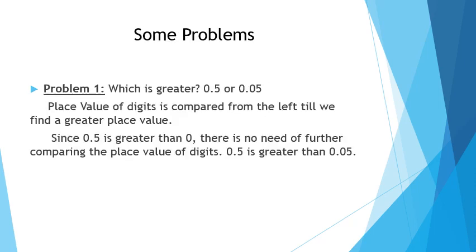Let's see some problems on these comparisons. Problem number 1, which is greater, 0.5 or 0.05? Now when we come to the ones position, both have zeros, so it's okay. When we come to the 10th position, the number on the left has 5 and the number on the right has 0. 5 is greater than 0, so 0.5 is greater than 0.05. We compare from left to right.